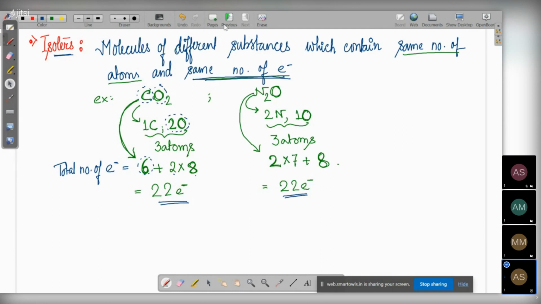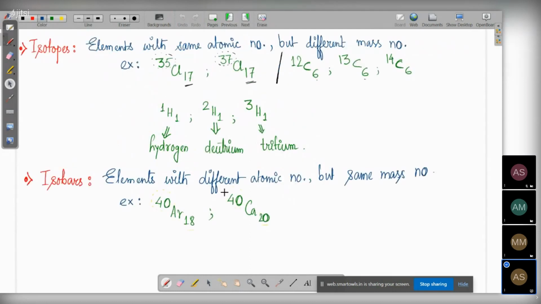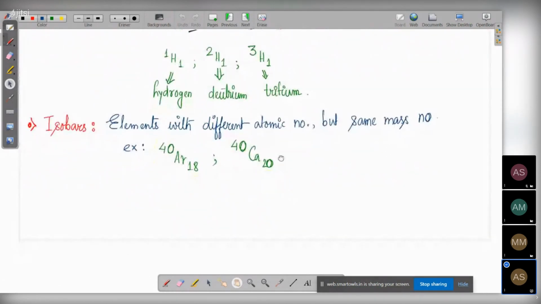So this is isobars. Okay, now I forgot to say one definition. This should have been told first, so I am doing it in the previous page. That is isotones. What are isotones? Isotones are elements which have the same number of neutrons.